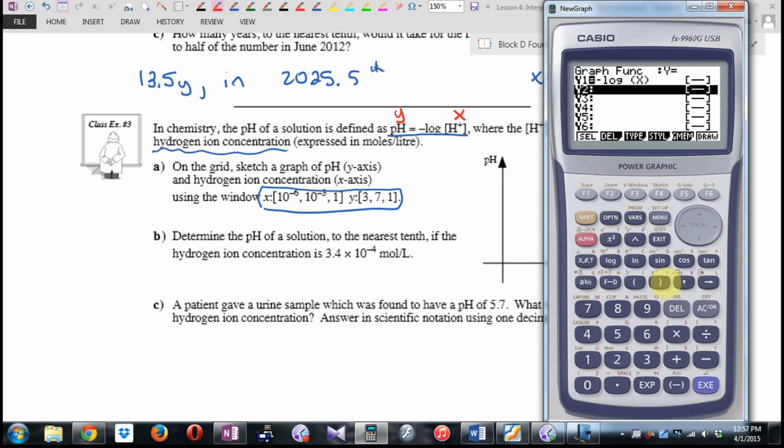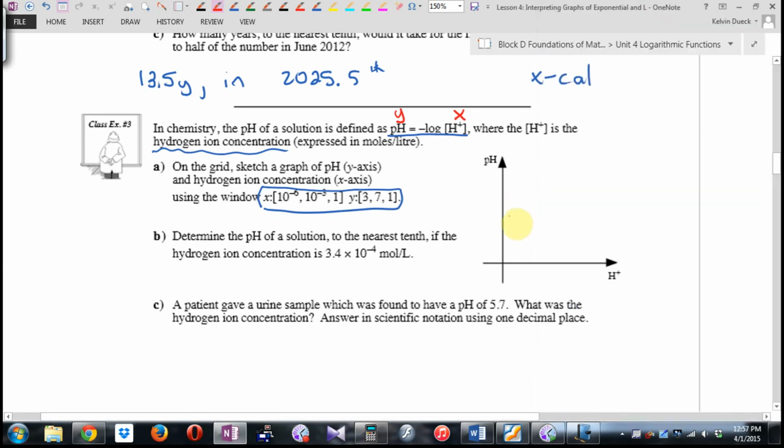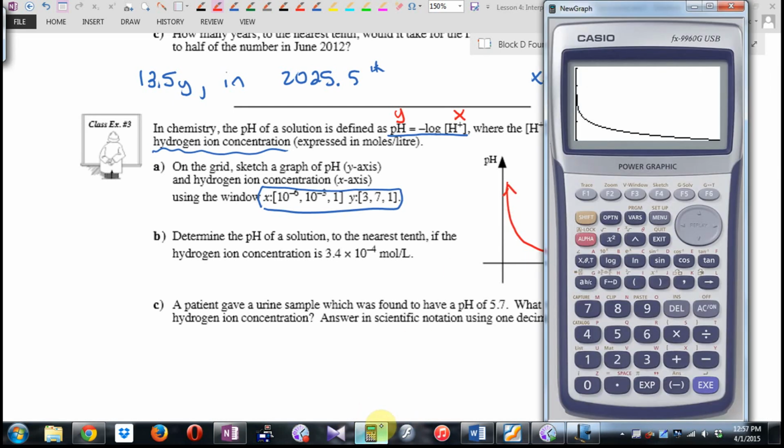And then hit draw. And hopefully we get a nice... Oh! It went fast? Really? Because logarithmic calculations are... Okay. Anyways, it says sketch the graph. It looks sort of like a decay graph, but it came out of a logarithmic graph.